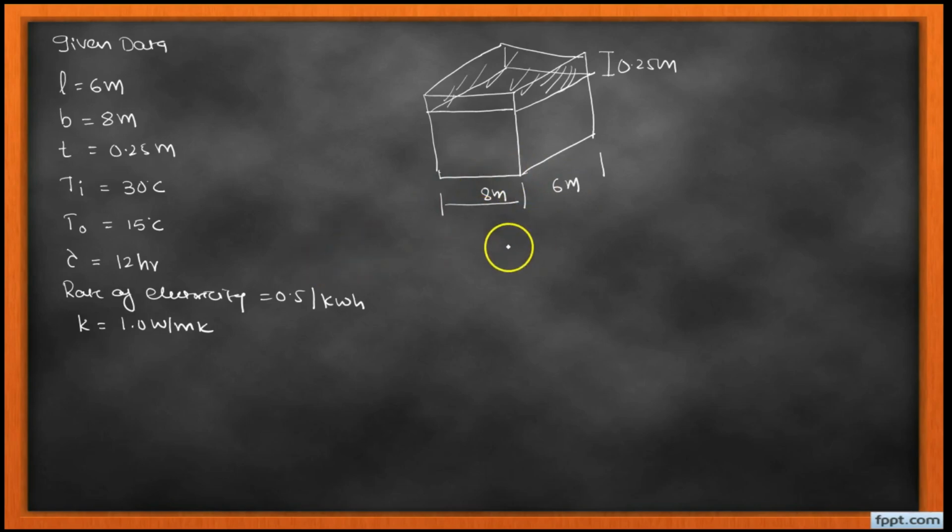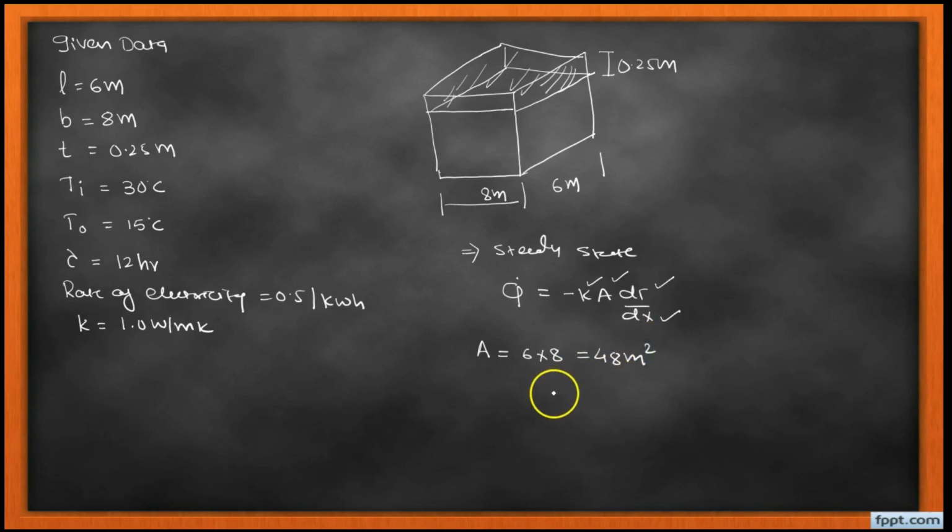So students, the second thing mentioned over here is a steady state condition. So we can apply the equation for rate of heat transfer, that Q dot is equal to minus kA dT by dx. Here the thermal conductivity is given to us, area we can find out, the temperature difference is given to us, the thickness is given. So using this equation of Fourier's law, we can find out the rate of heat loss. Area given over here is 6 cross 8 meter, so it becomes 48 meter square, and the temperatures are given, that is 30 and 15.